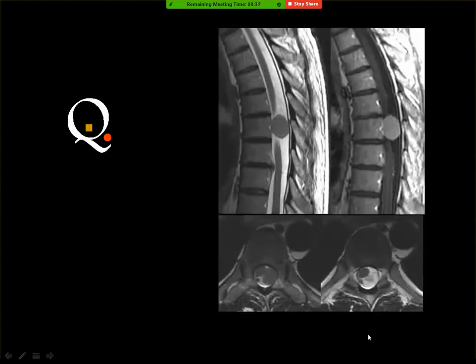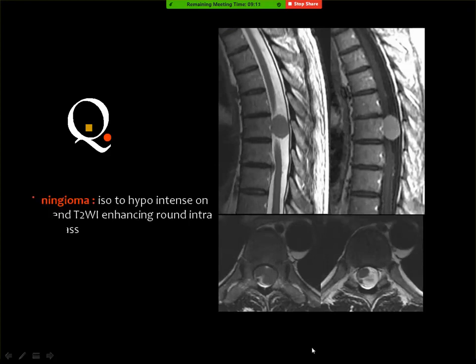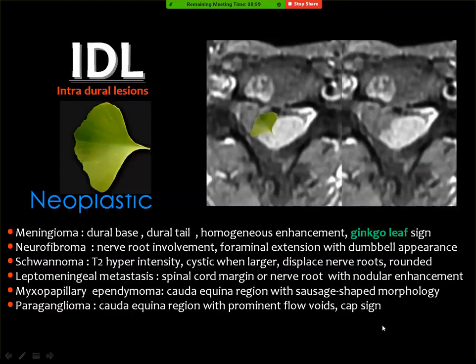Then what do you think of this? Subdural lesion. Yes, subdural lesion. What do you think? Isointense in T1 and T2 weighted images? No, T2 is also isointense and it enhances. Meningioma? Yes, this is a meningioma. It looks like a subdural lesion because of widening of the epidural space, and you see a broad base with the dura. This is one of the possibilities.